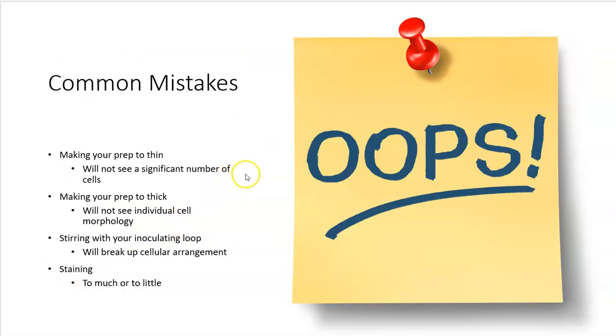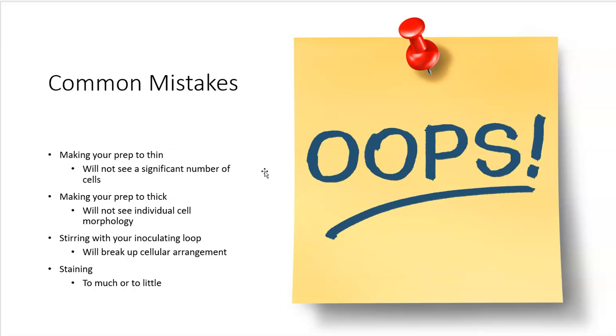Now there's definitely some mistakes that can happen along the way. One of the mistakes is making your prep too thin, which is basically not adding enough bacterial cells. So when you collect your sample from the Petri dish, you want to make sure that you collect from a region of the dish that actually has a sample of bacteria there and not just a blank part of the Petri dish. Because obviously you want a good sized sample to be able to see the cells once you stain them and put them under the microscope. This one's not super common.